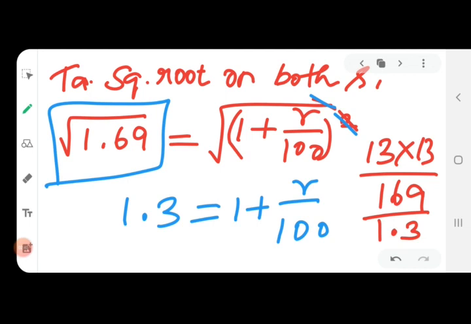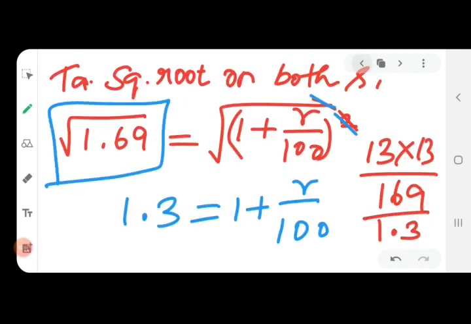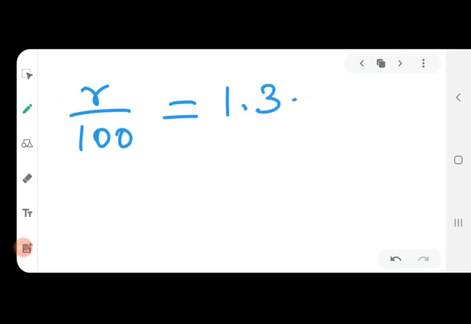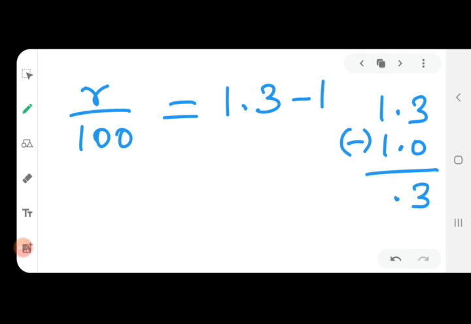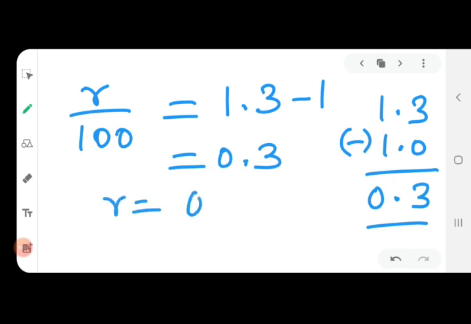Okay, now we need R alone, so we have to take 1 to that side. So here R by 100 equal to, if you are taking this 1 to this side, it will be subtraction, 1.3 minus 1. Clear? 1.3 minus 1, we can put 1.0, because if it is a whole number we have to put the decimal point as 0. So we subtract: 3 minus 0 is 3, 1 minus 1 is 0, which is equal to 0.3. R by 100 equal to 0.3.